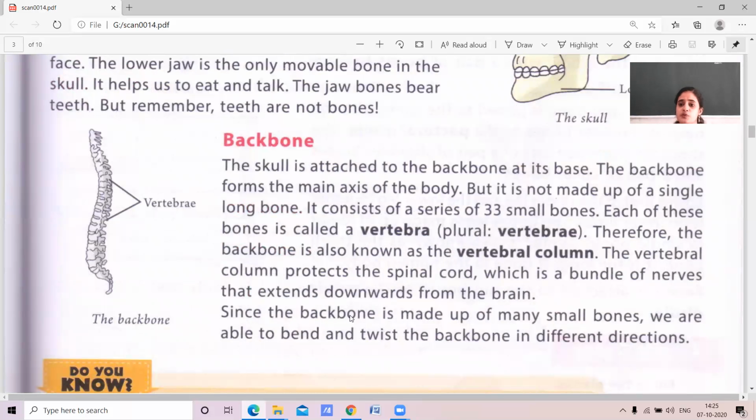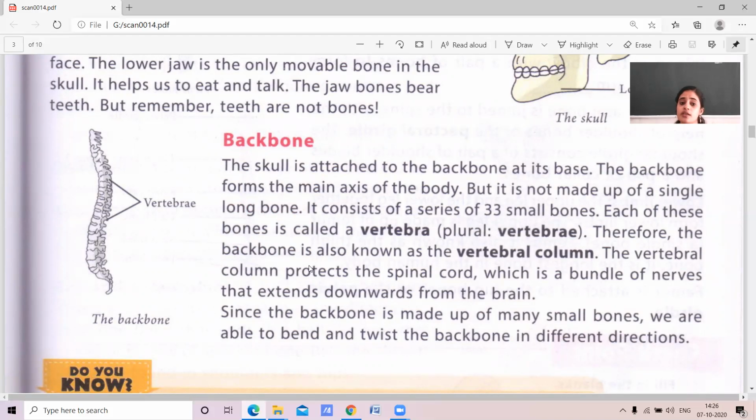Then the backbone. If you see here in this picture, you can see the backbone or the vertebral column, children. The skull is attached to the backbone. This backbone forms the main axis of the body, but it is not made up of a single long bone. It has so many bones attached.